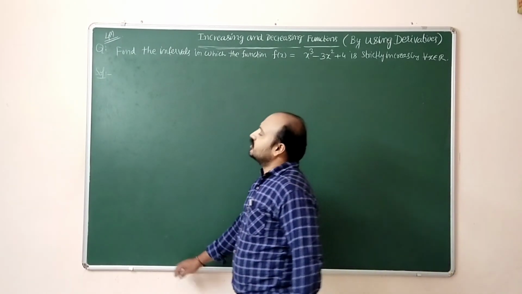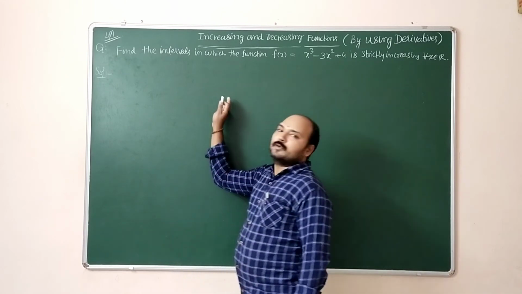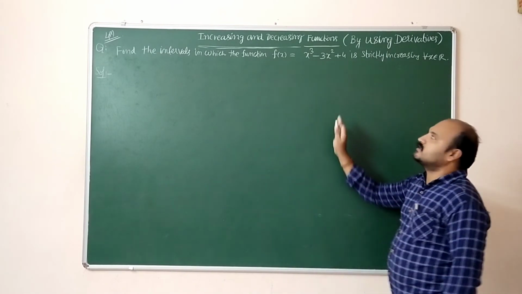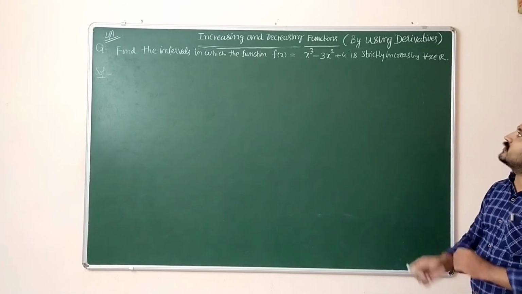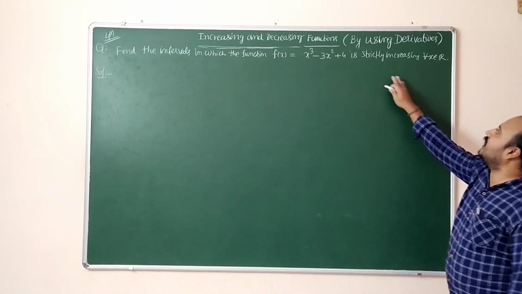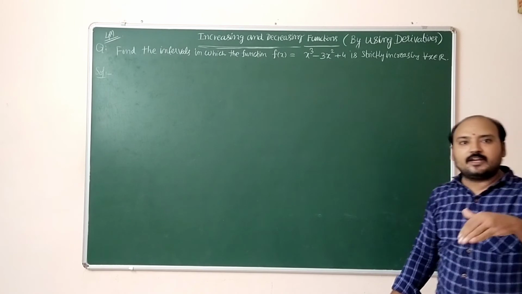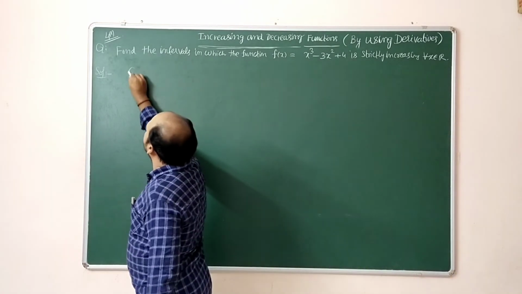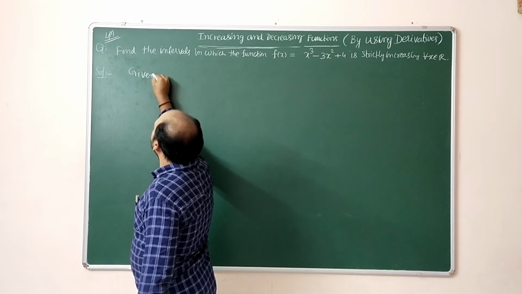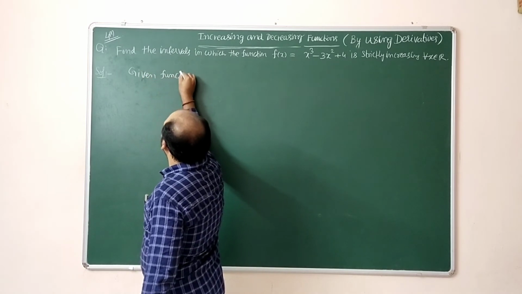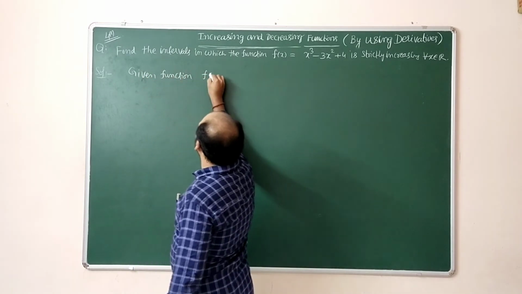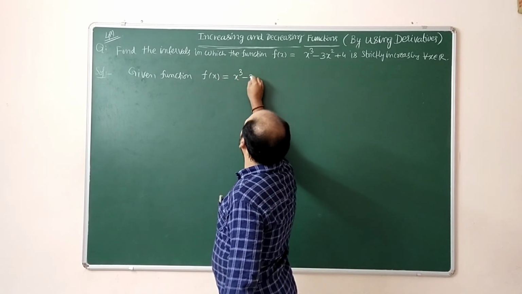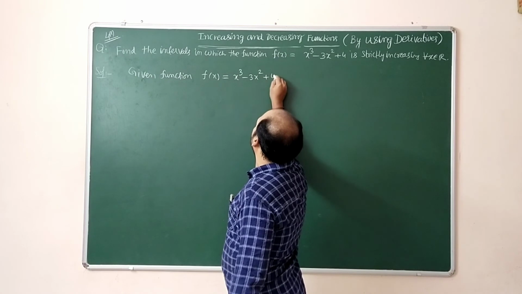The next question, this was also asked in public examinations. Find the intervals in which the function f of x equal to x cube minus 3x squared plus 4 is strictly increasing. Strictly increasing means f dash of x is greater than 0. So first, the given function f of x is equal to x cube minus 3x squared plus 4.